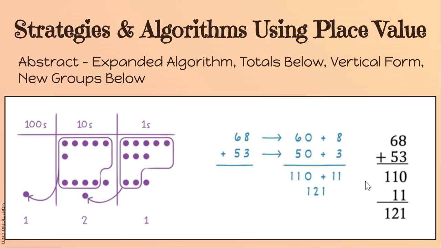In the partial sums or totals below, instead of leaving our two partial sums side by side like this, I would record them vertically. So it starts to look like the standard algorithm. In the ones, 8 plus 3 is 11. In the tens, 60 plus 50 is 110. And then when I add my two partial sums together, I get 121. That's called the totals below algorithm.